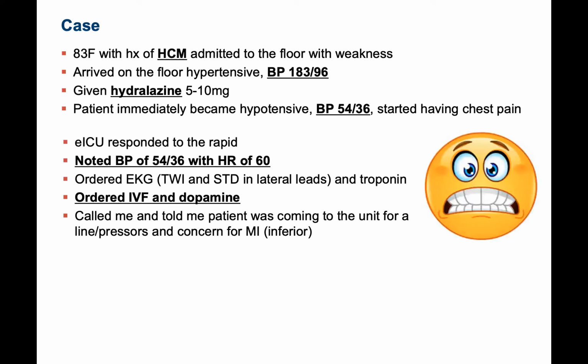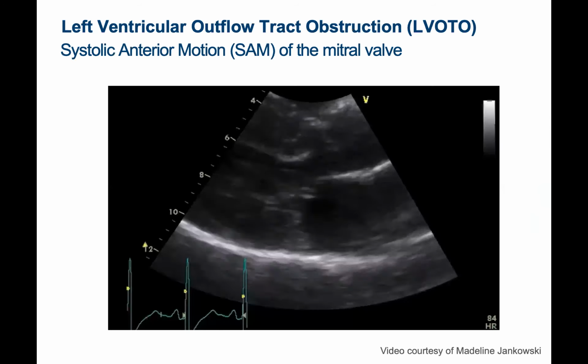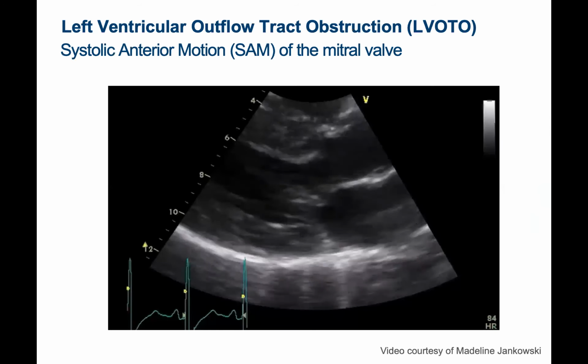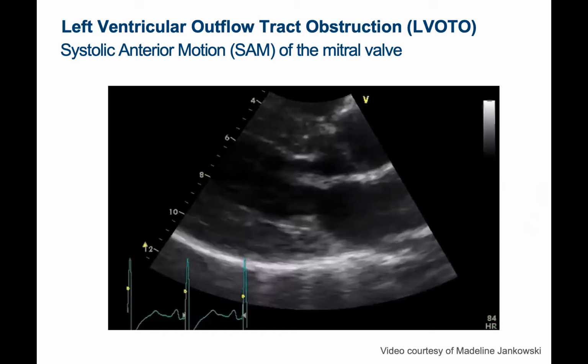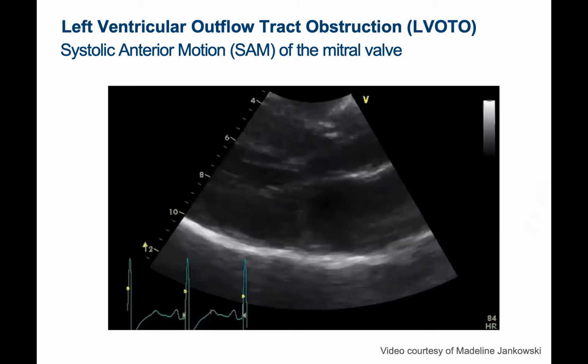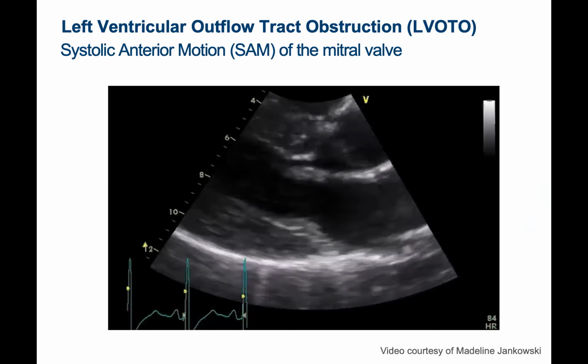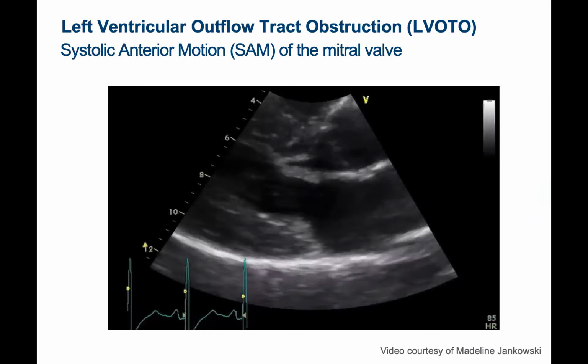And my initial thought was, yikes, I don't know about that. So I called the nurse immediately and I said, please do not give the dopamine, give the fluid faster. Only 100 cc's had been given, and I went to do a bedside ultrasound. And what did I find? An LVOT obstruction. So this is not her exact ultrasound, but this is an example of what I potentially could have found, or an example of what I did see. So this is the left ventricular outflow tract obstruction, which is also here systolic anterior motion of the mitral valve.